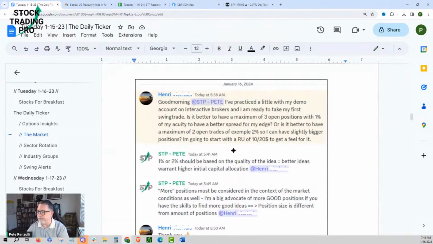So here's the question. I practiced a little with my demo account on Interactive Brokers, and I'm ready to take my first swing trades. Is it better to have a maximum of 3 open positions with 1% and spread my edge, or better to have a maximum of 2 with larger position size? Now, here's the thing that I want to get across here.